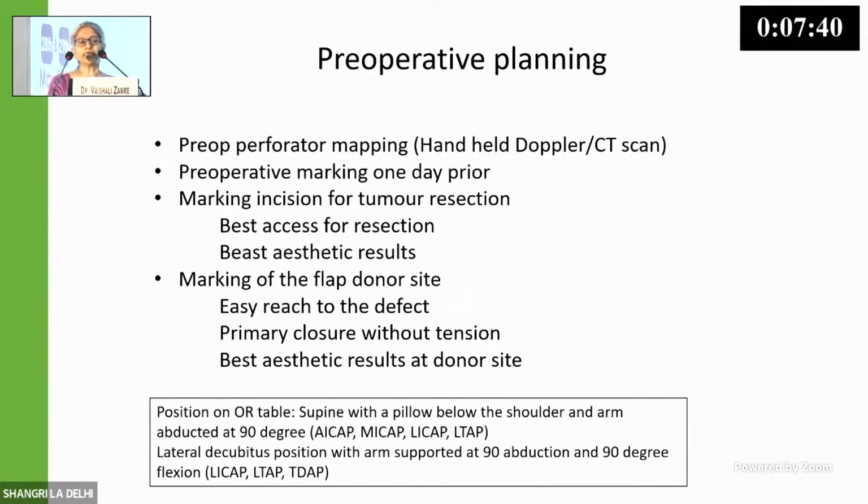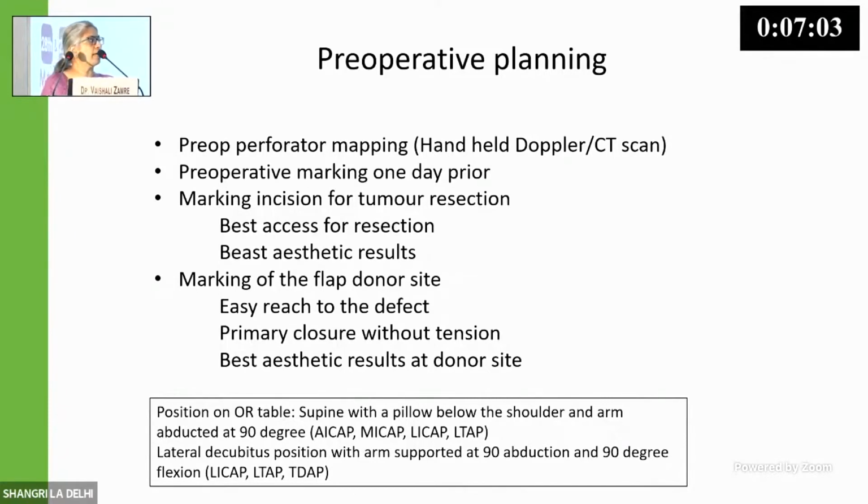The most important thing is to do a pre-operative perforator mapping. In case the patient has a lateral tumor and has had previous surgery or there is extensive scarring in the lateral chest wall, then probably the perforators may not be available for flap harvesting. So a pre-operative perforator mapping is very, very important. And for that, a handheld Doppler device is good enough. Usually a CT scan is not done on a regular basis, but if there is a doubt about the perforator availability, then occasionally a CT scan may be required.